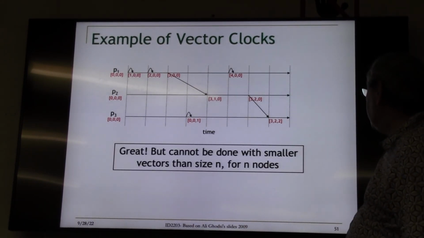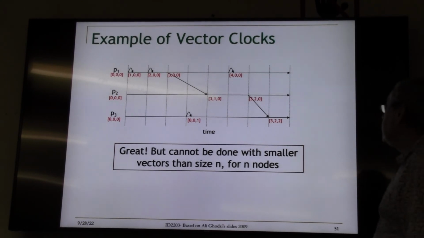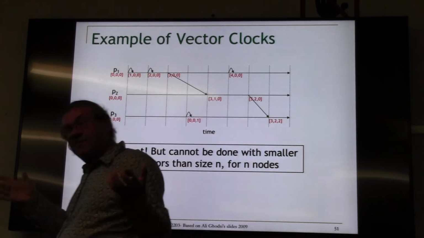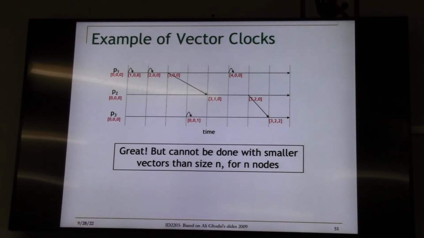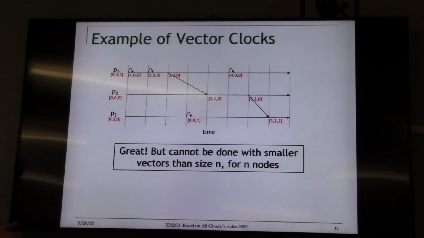So that's very good, but the bad thing is that you can't compress these vector clocks. You can't make them smaller. Researchers have tried to make them smaller, but you can't really do it. If you have n nodes and you want really to know causality, you need vectors of size n.